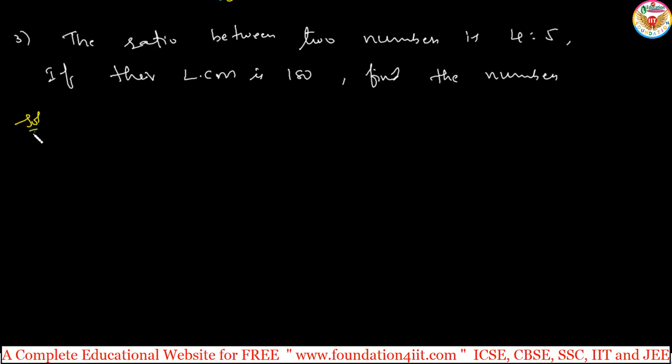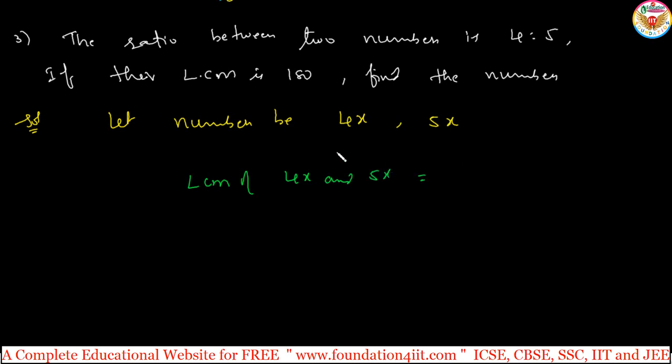So to solve this, first let us take the numbers. Let the numbers be in the ratio 4:5, so let's take 4x, 5x. The ratio is 4:5, so I'm taking x as some constant. Here are 4x and 5x. Based on the x value, you get the numbers. Now the LCM of 4x and 5x. The least common multiple for 4 and 5 is 20. So 4 into 5 and x. Yes, 20x is the LCM for 4x and 5x.